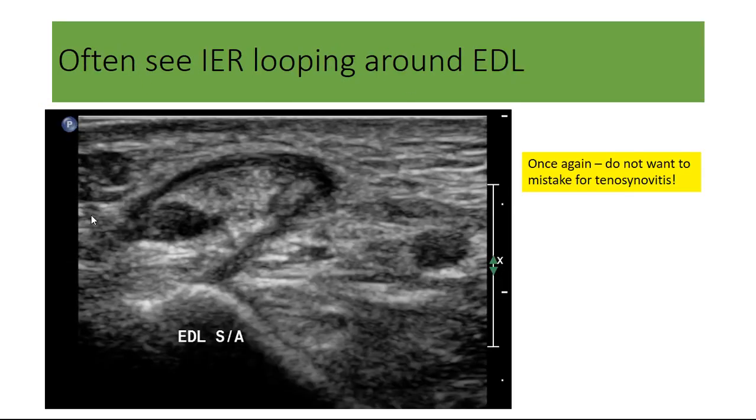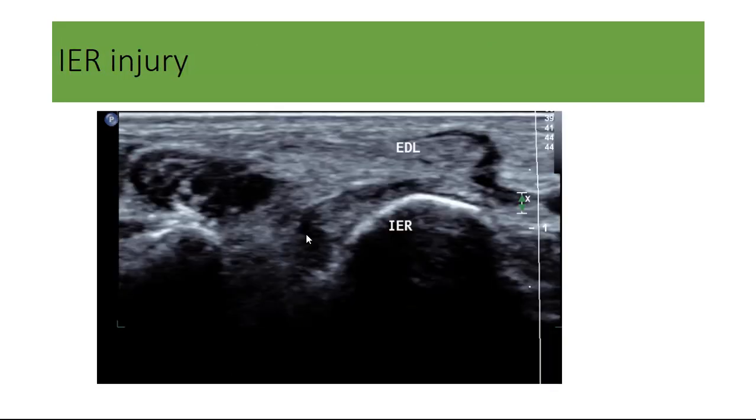However, when you follow it down further into the foot, you can see it loop around the extensor digitorum longus. And this is important to appreciate because you might start to call this tenosynovitis. And it's important that you can appreciate that this is actually just the inferior extensor retinaculum, and it can look hypoechoic because of anisotropy, but we can still see little fibres and things sitting in there.